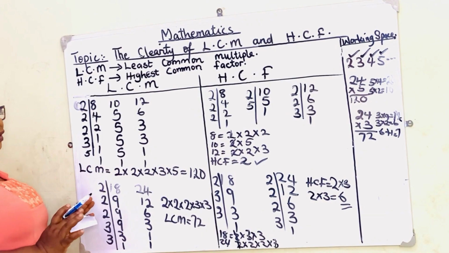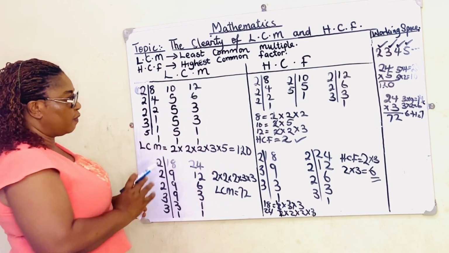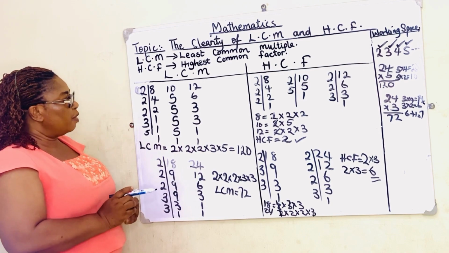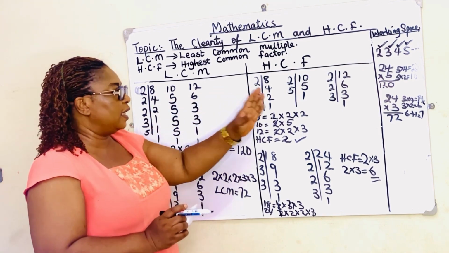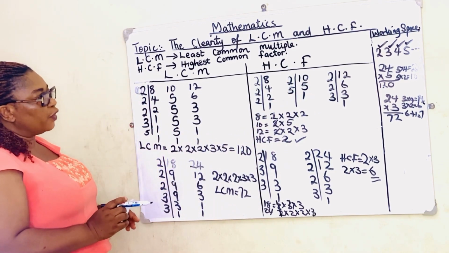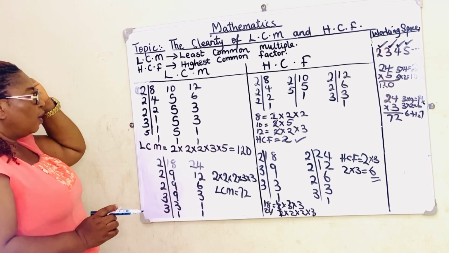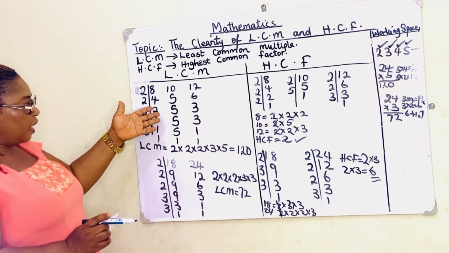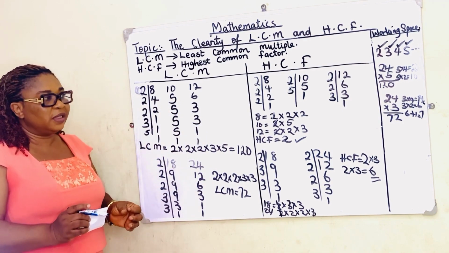So look at it now. For those of you that get confused with L.C.M. and H.C.F.: L.C.M., you factorize all the numbers together, but H.C.F., you have to divide them singly. So look at it very well. Don't forget, strengthen your memory power on the knowledge of L.C.M. and H.C.F. That is how we got it.